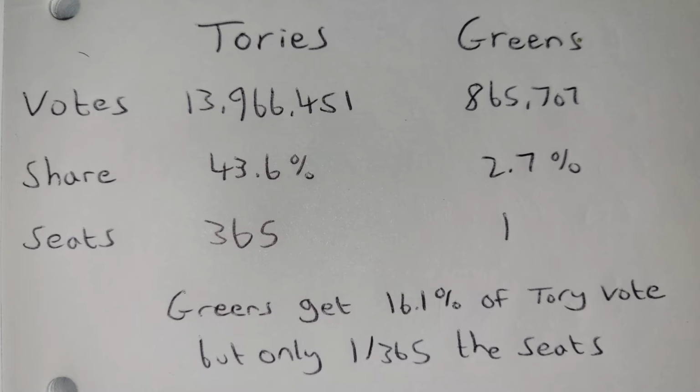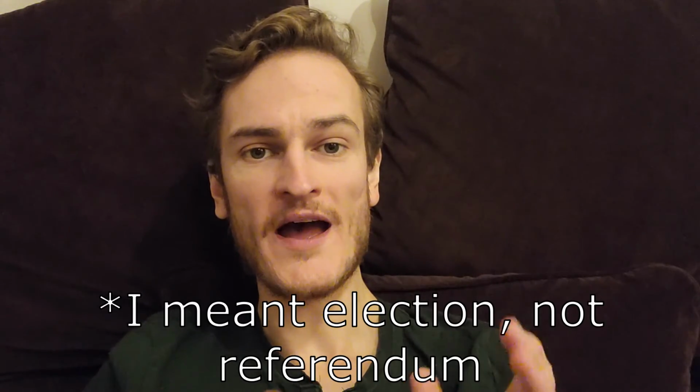So like here nationally, we can see that the Greens have 2.7% of the public vote. So 2.7% of voters voted for them, compared to 43% that voted for the Tories. But the Conservatives have 365 times as many seats, because the Greens couldn't translate their portion of the vote share into having actual seats.